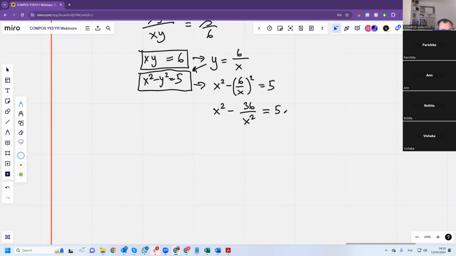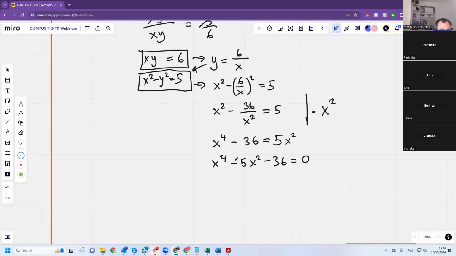What I need to do is multiply everything by x squared. That's why I don't like the cross for multiplication, because you use x so often that you get confused. Is it x or is it multiplication? Actually, most of the rest of the world uses a dot for multiplication. So it's going to be x to the power 4 minus 36 equals 5x squared. So x to the power 4 minus 5x squared minus 36 is 0.